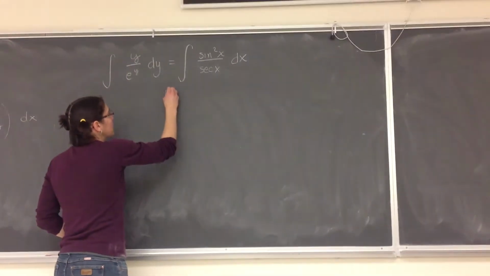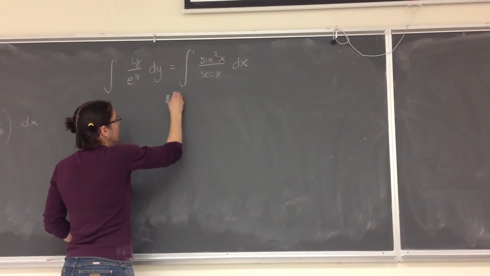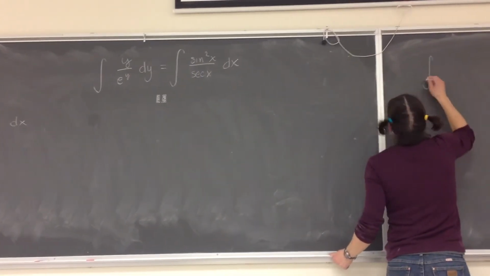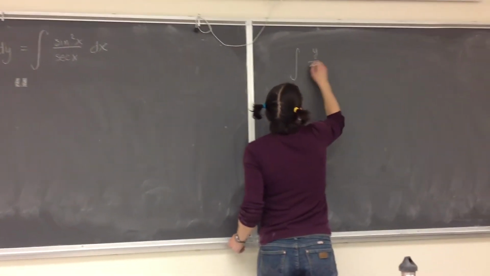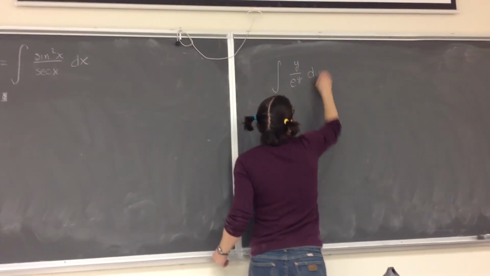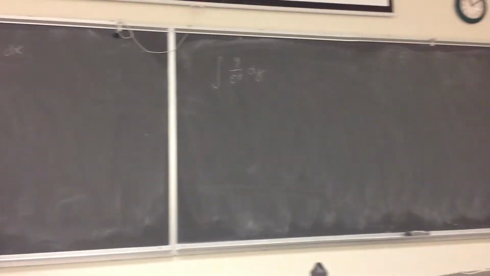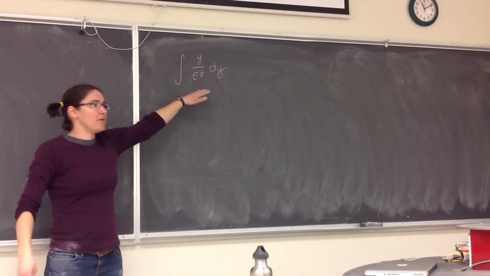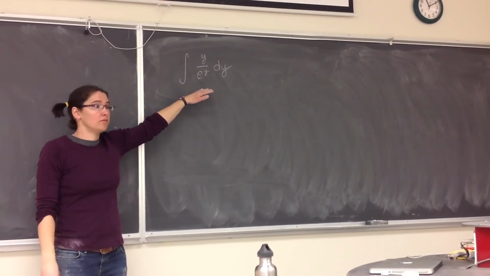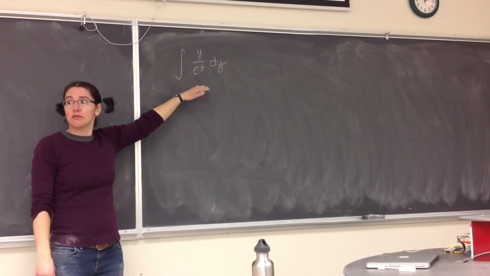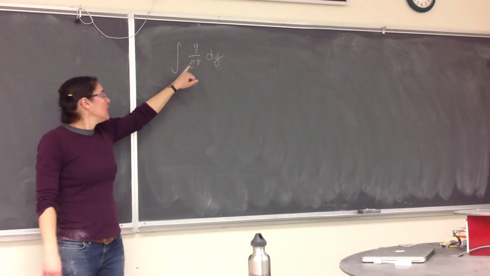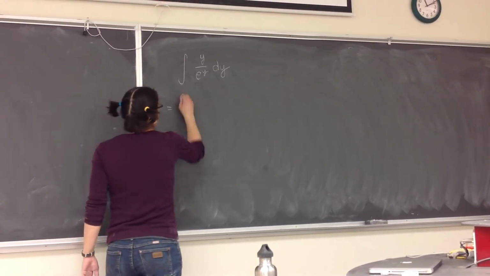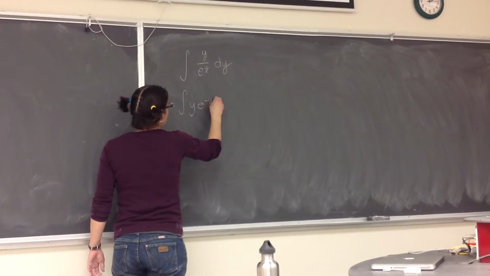So I'm going to put this integral on hold and analyze just the left-hand side to start. The integral of y over e to the y dy. Now, for those of you that were talking about this integral, anybody have a thought on the very first step on this one? Any thoughts? Bring the e to the y up. Yeah, bringing the e to the y up is a really good first step. So let's rewrite this as the integral of y e to the negative y dy.